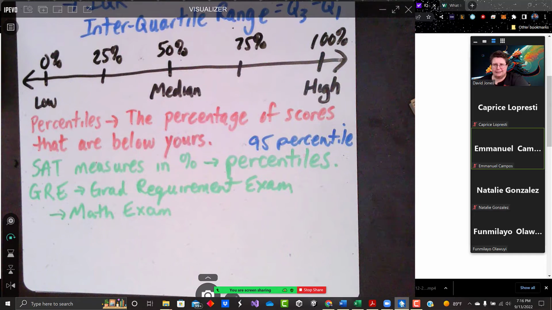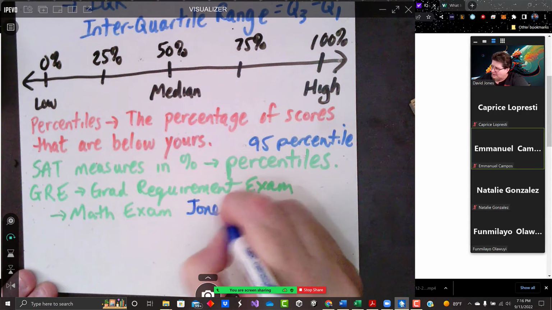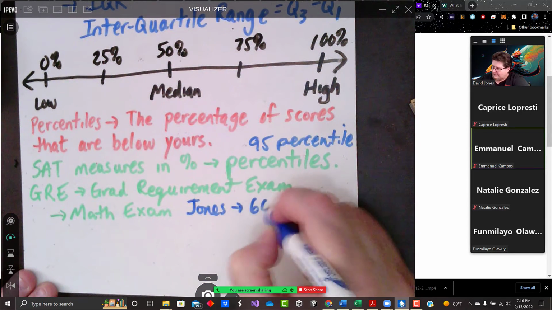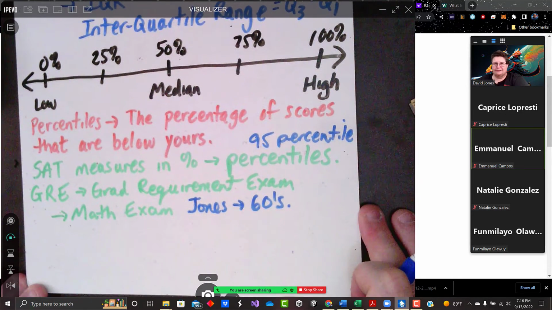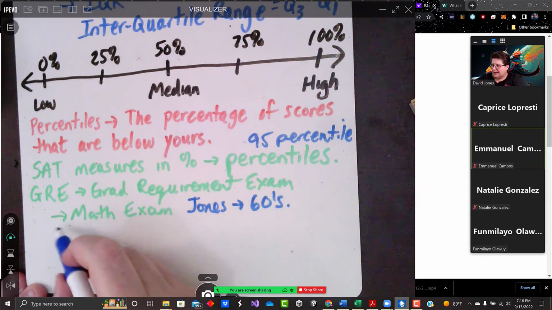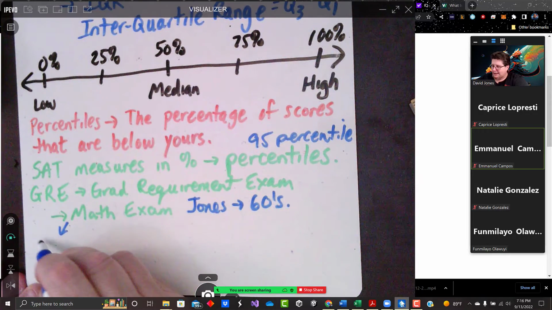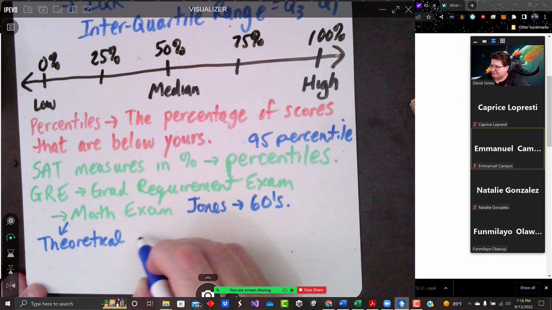So in terms of math exams, my score was in the 60s. Not very good, just a little bit above average. The math exam has a lot of stuff that's theoretical or pure mathematics. This is me justifying why I got such a terrible score.